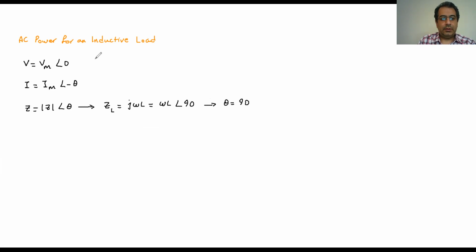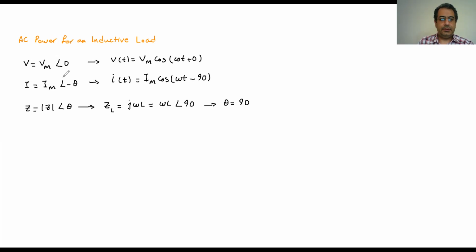Now I can use this and write it in the time domain. The v(t) is going to be the maximum of V times cosine omega t plus 0, and then i(t) is going to be Im cosine omega t plus negative theta, which is negative 90, because theta is 90. So this is the v(t) and the i(t) I have.